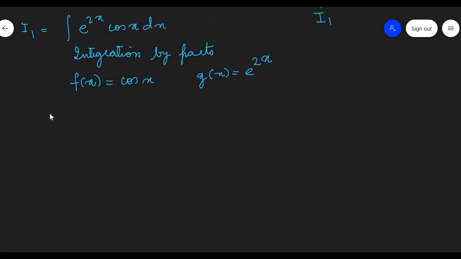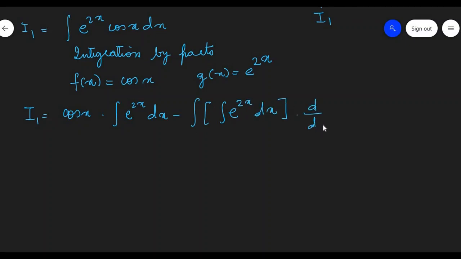So let's use the formula for integration by parts and calculate value of I1. The formula for integration by parts says first function, which is cos x, into integration of second function, which is e raised to x dx, minus integration of second function, so e raised to x dx, into differentiation of first function, which is d by dx of cos x and whole dx.